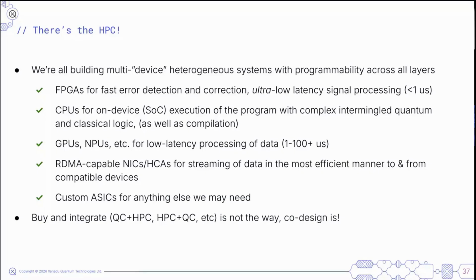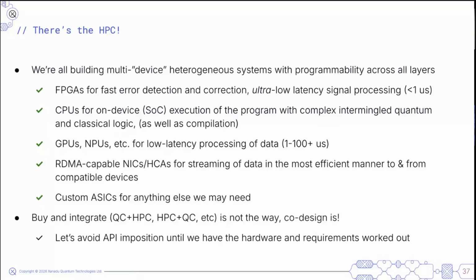I think integrating one of these large scale systems with a platform that is dragged and dropped into the HPC center isn't really going to make much sense in the long run. We need to be designing these things top to bottom, bottom to top, with compilation in there and with interoperability built in. Loose coupling here is a problem.